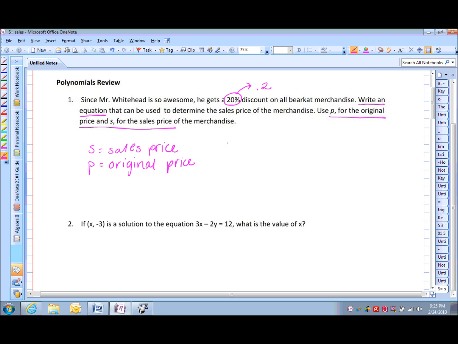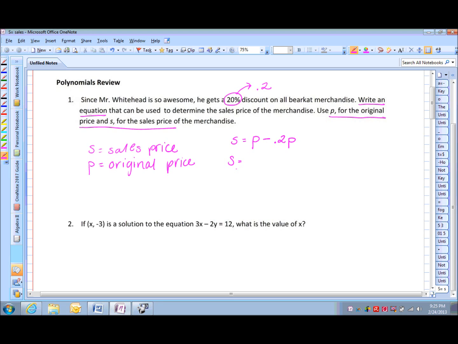So, if we're coming up with an equation for the sales price, S, we know that the sales price is the original price of the product, P, minus, and if we want to represent a 20% discount, we would put 0.2 times the original price. That would be 20% of the price. So we have the sales price equal to the original price minus 20% of the original price.